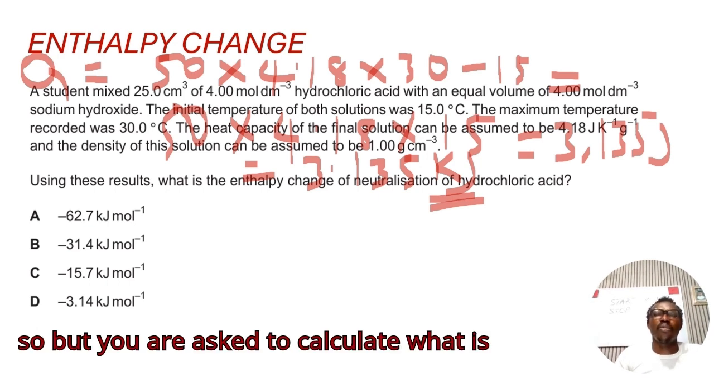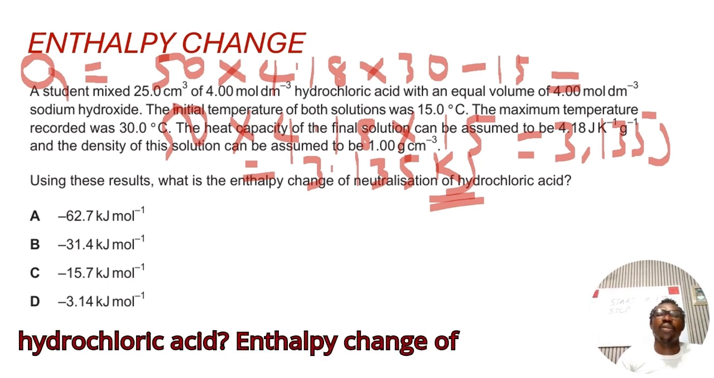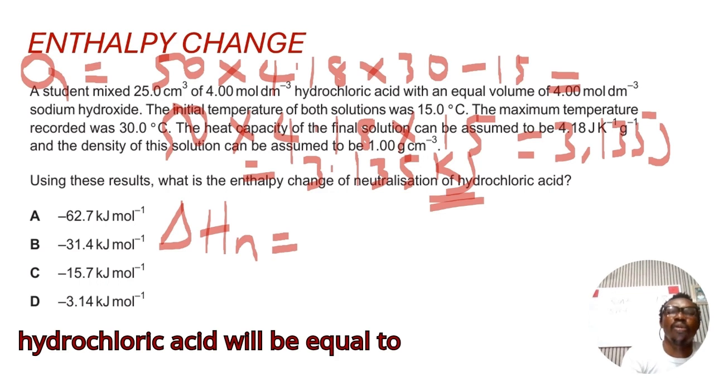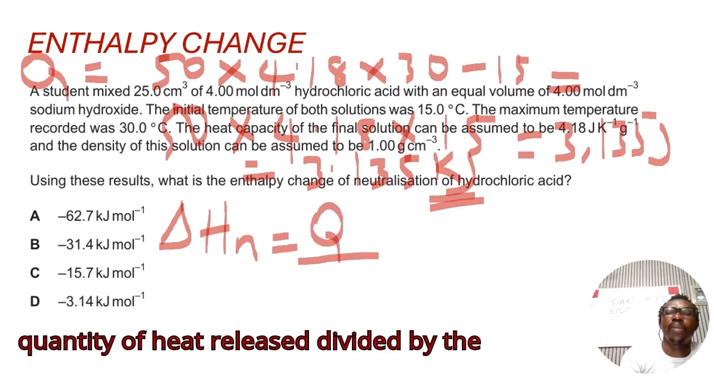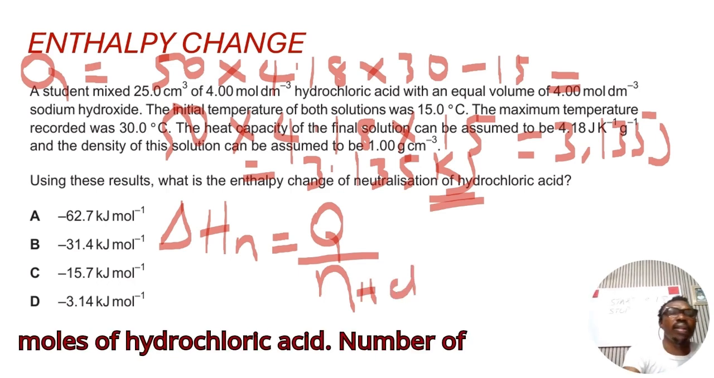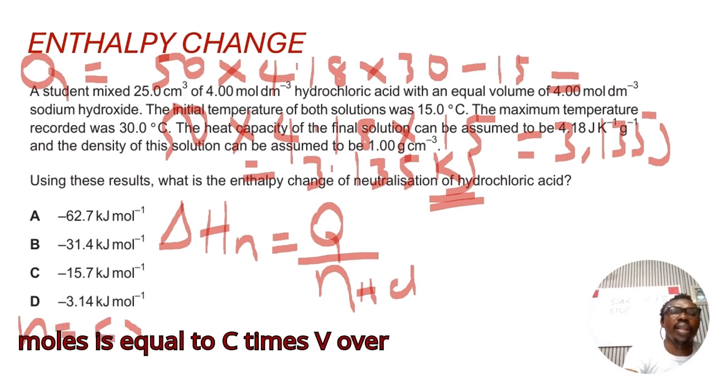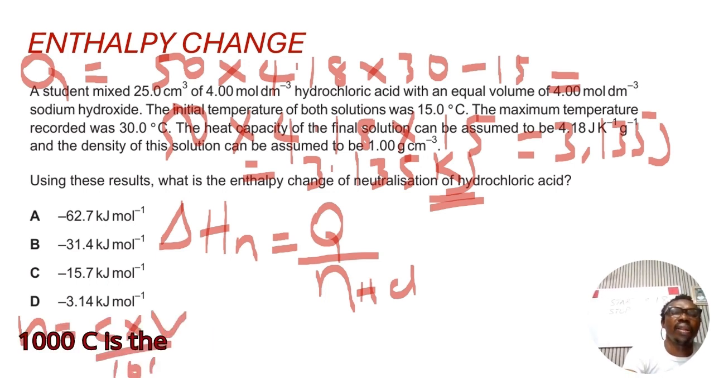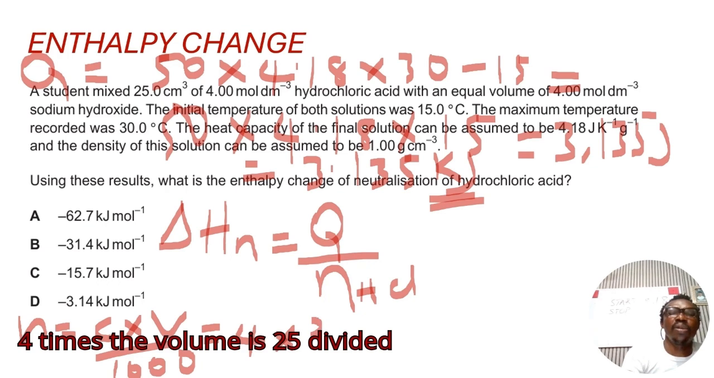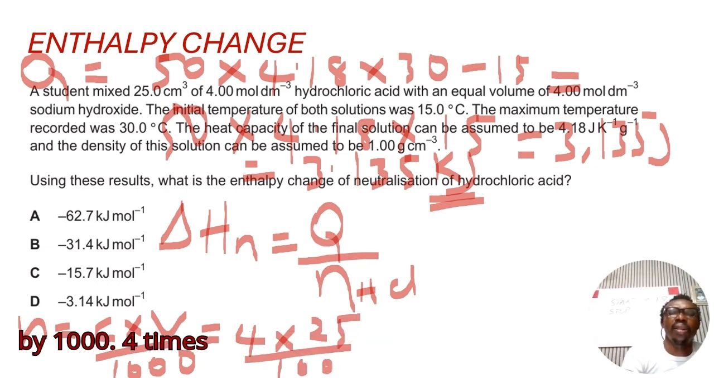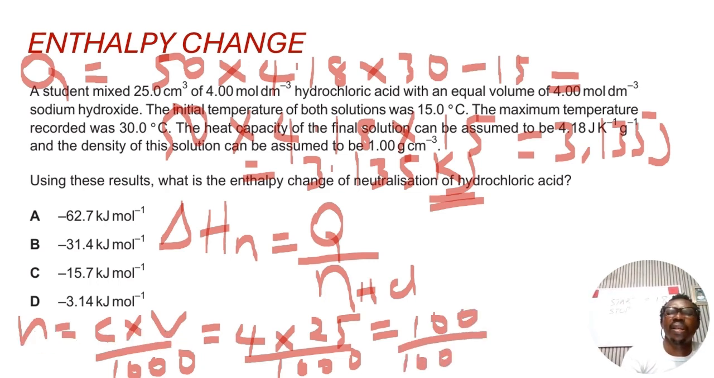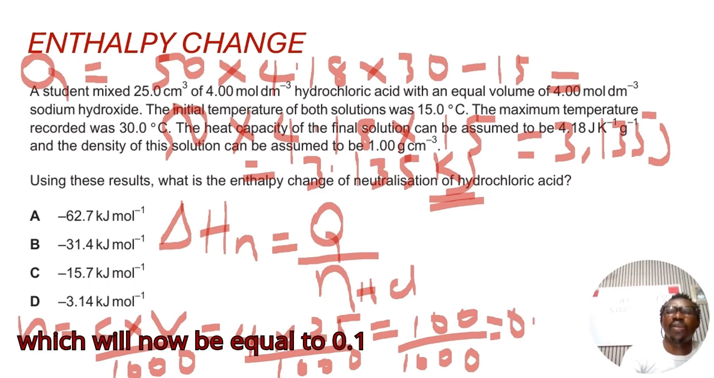So, you're asked to calculate the enthalpy change of neutralization of hydrochloric acid. Enthalpy change of neutralization will be equal to the quantity of heat released divided by the number of moles of hydrochloric acid. So we have to calculate the number of moles. Number of moles is equal to C times V over 1,000. C is the concentration of the acid, which is 4, times the volume, 25, divided by 1,000. 4 times 25 is 100, divided by 1,000, which is equal to 0.1 mole.